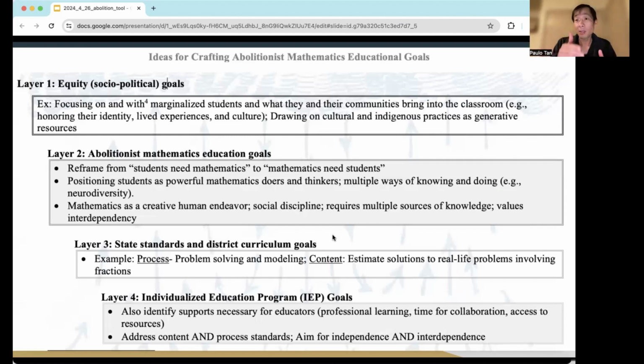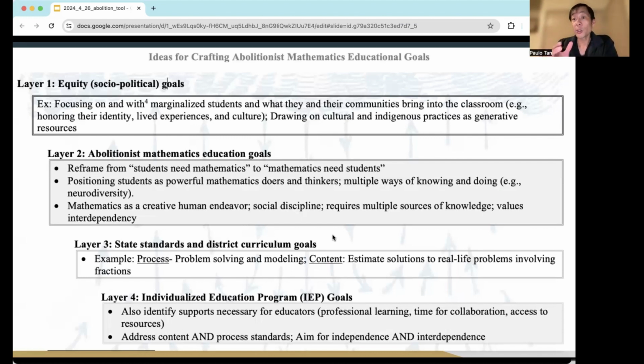And so the tool has many examples, and just to not have so much text in here, and it's still a lot of text anyways, I've just captured one or two examples here. An example of a layer one goal is to focus on and work with marginalized students and what they and their community bring into the classroom. So honoring their identity, lived experiences, and culture, drawing on cultural and indigenous practice as gender resources.